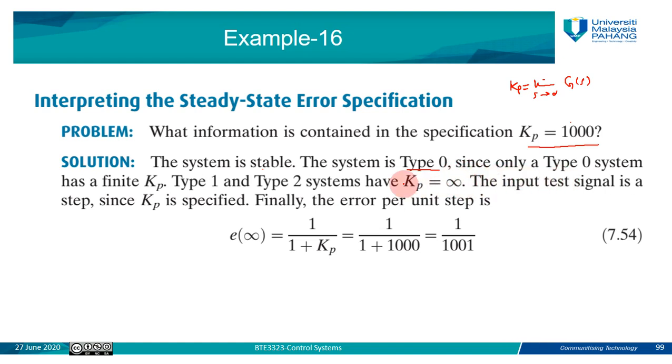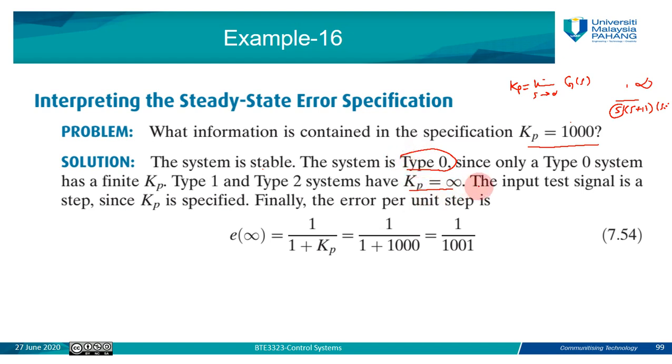Because for system type 1 and system type 2, the value of Kp will be infinity. Why infinity? Because if you have s in the denominator like this one, it will make the denominator of the transfer function equal to 0. Then whatever the value in the numerator, it will be over 0, so it gives you infinity. So Kp will be infinity for system type 1 and system type 2. For that, for sure, our system is type 0.